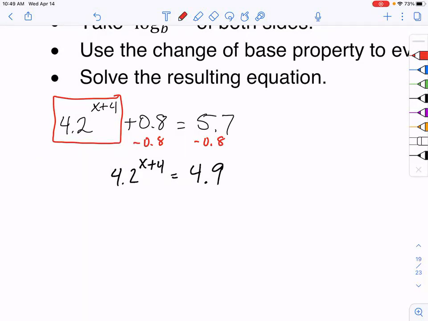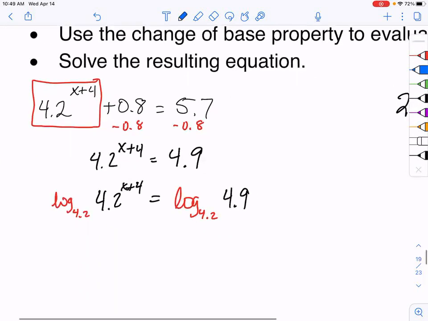So we're going to write log base 4.2 of 4.2 to the power x plus 4. You see how my base is really small and my exponent is small? Kind of over exaggerate where everything goes and what it's supposed to look like. And on the other side, we're going to have log base 4.2 of 4.9. Now let's think about what we can do with what we have here. What do we notice on the left-hand side? Why would we have done the log of that exponential thing?